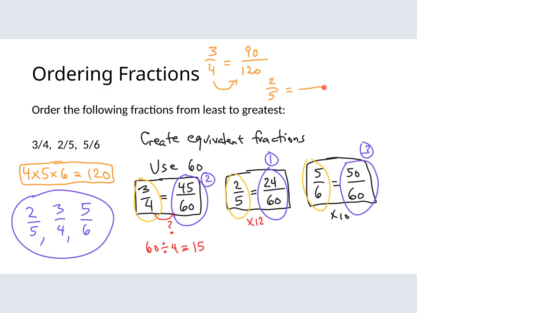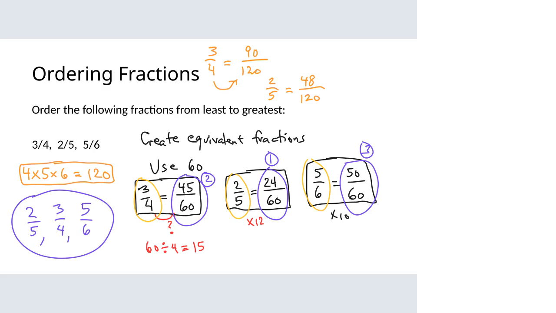I need to rewrite that with a denominator of 120. I don't know what 5 multiplies by to get 120, but I can divide it and see that that's 24. And then 24 times 2 gives me 48. And we're saying that 2/5 is equivalent to 48 over 120. If you see any numbers that you're not sure where they came from, just let me know.